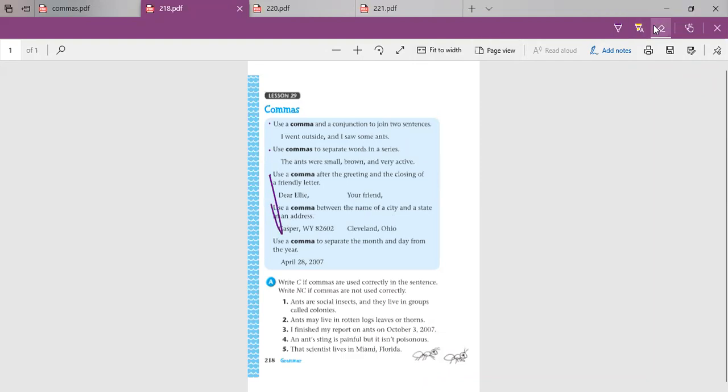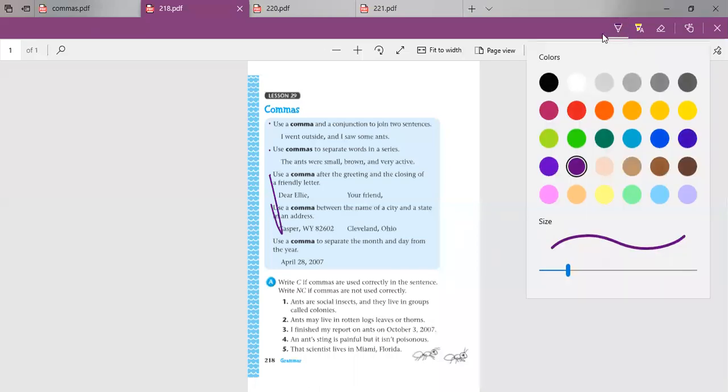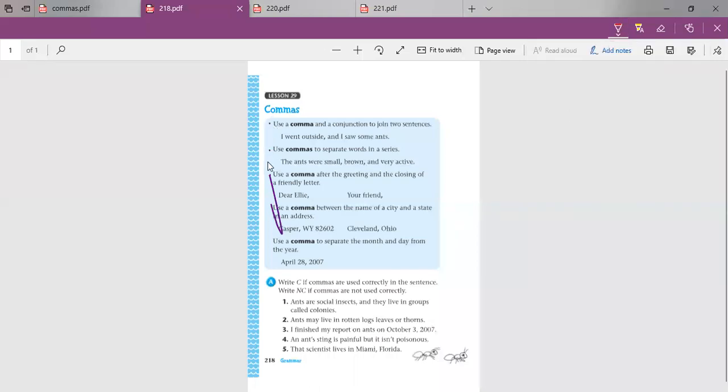Okay, now what we have to do here is, there are five sentences. I have to see if the comma is used correctly, or if it is not used correctly, then we are going to fix it. Okay, now what do we have here in the beginning? You can write here 1, 2, 3, 4, 5, the five rules by which we use commas. The first one, use a comma and a conjunction to join two sentences. Like we discussed earlier, when I'm joining two sentences, I have to use a comma in between.